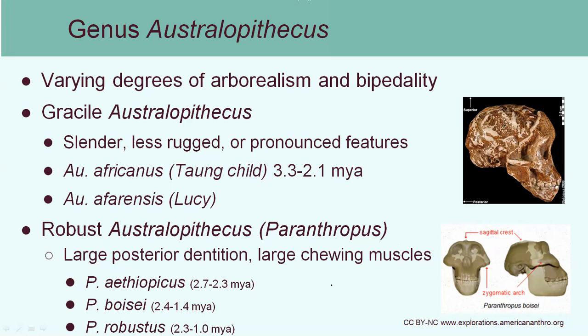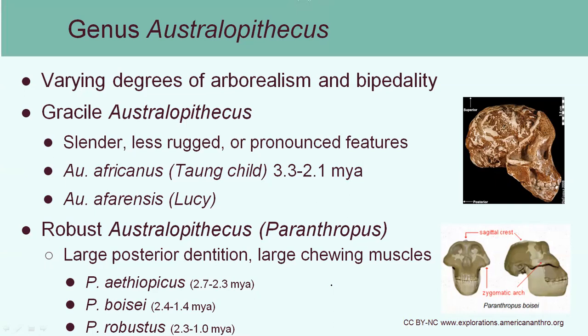Their face, like I said, was still quite ape-like, but their teeth weren't as large as that of the robust versions. And so two examples are Australopithecus afarensis, which was the species of Lucy, as well as Australopithecus africanus, which is the image in this picture. This is the Taung child, which lived between 2 to 3 million years ago.